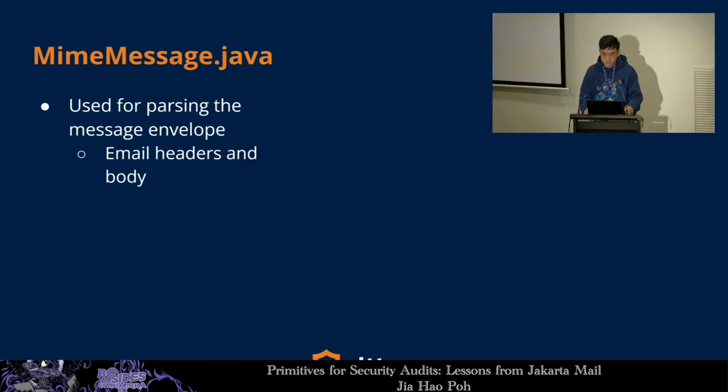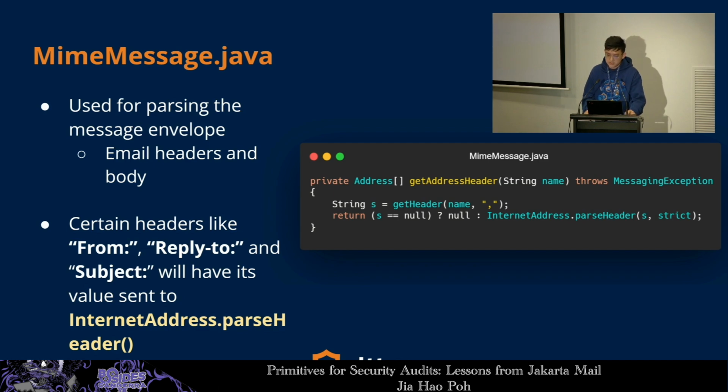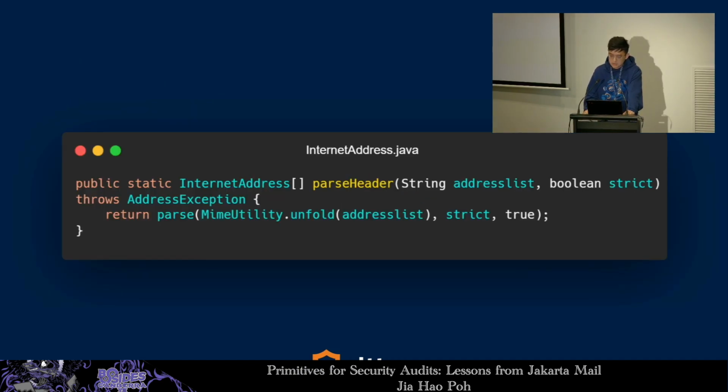And now we'll look at the other class from Jakarta Mail, which is MimeMessage. This class is used to represent the message envelope, which includes the email headers and body. What's interesting here is that when parsing certain email headers, such as from, reply to, and subject, it will call the InternetAddress parseHeader method to process them. Then the parseHeader method will call the same parse method that we just saw. This means that primitives applicable to InternetAddress are also valid through the MimeMessage class.